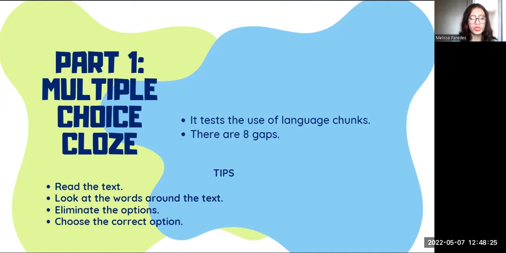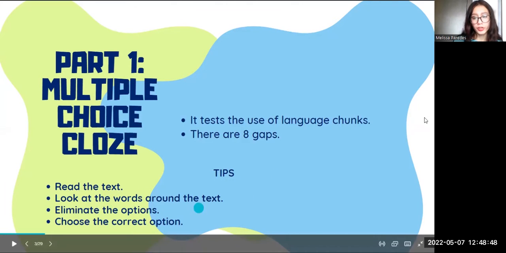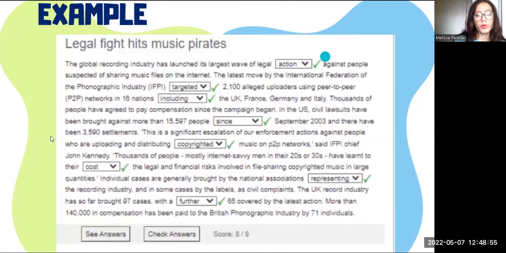The multiple choice cloze contains a short text, and this text has different missing gaps or missing words. So we have to complete with different language chunks such as collocations, idioms, or linking words. Here we have different tips, but I will explain those tips using examples. We have the text here, and it's important to read really carefully. Then we have to check the words around the gap, and according to those words, we have to select the correct answer. We have different options, so it's kind of easy.